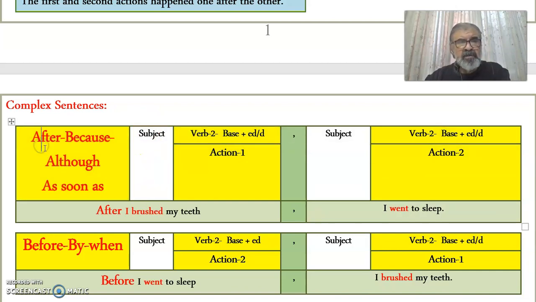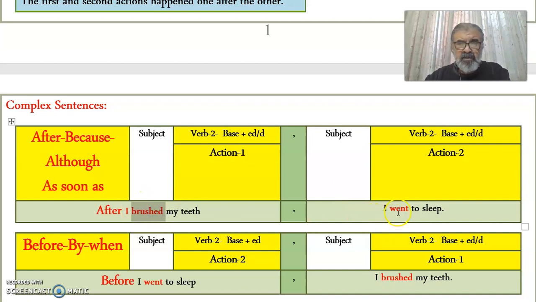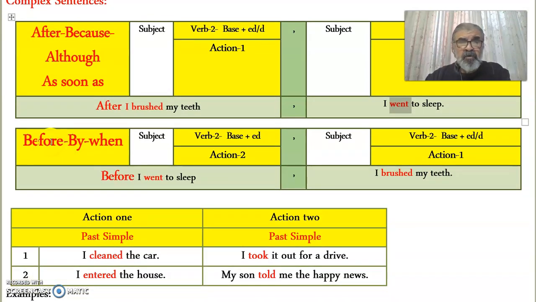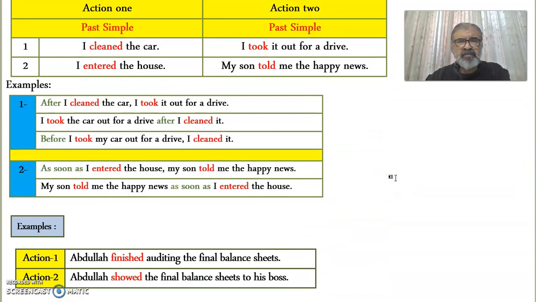Now, after, because, although, as soon as are followed by action 1 and then action 2. After I brushed my teeth, I went to sleep. Or before, when, and by are followed by action 2 and then action 1. Before I went to sleep, I brushed my teeth. As easy as that. Let's consider more examples.